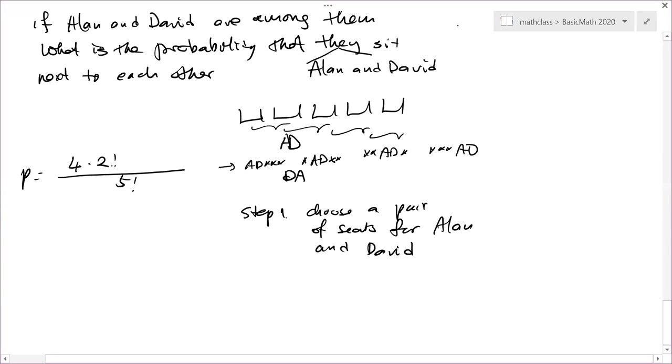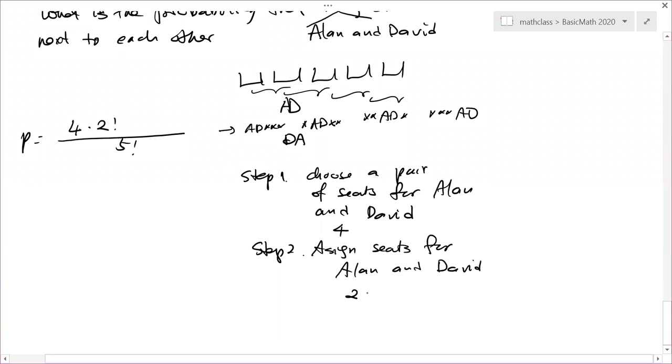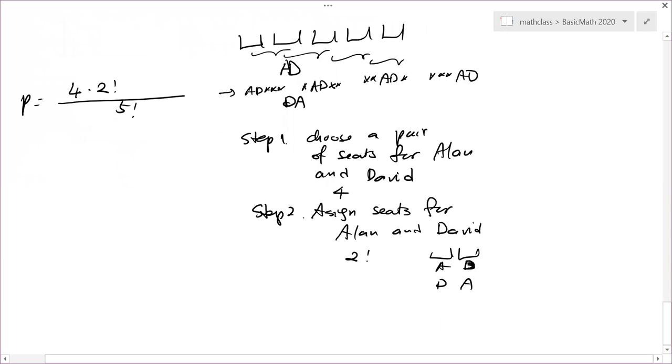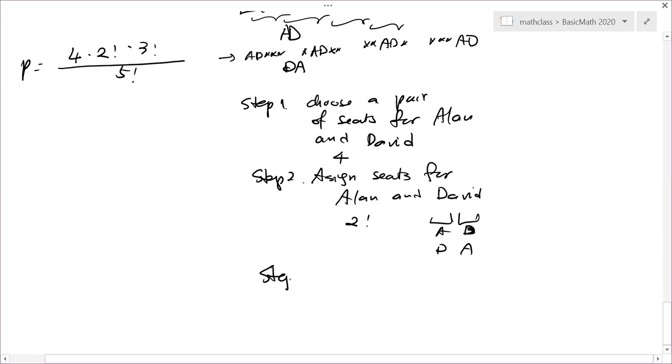Okay, for Alan, that's step 2, assign seats for Alan and David. So this is 4 choices times 2 factorial, because once you have 2 seats, either Alan or David, or David and Alan, right? Step 3, assign seats for the remaining students. There will be 3 factorial, because 3 seats left and 3 students left.